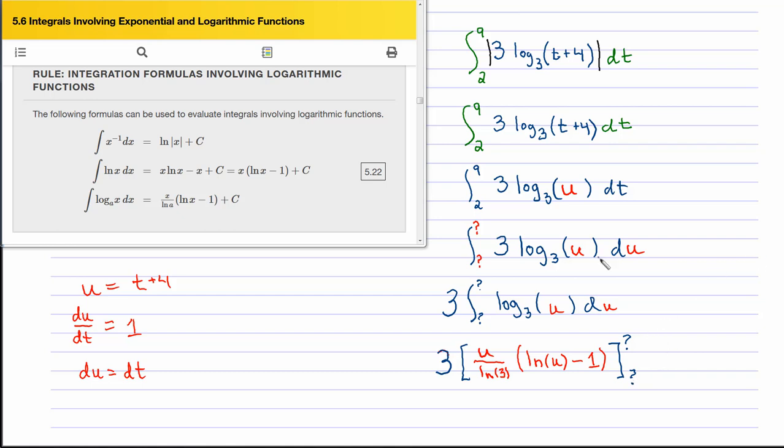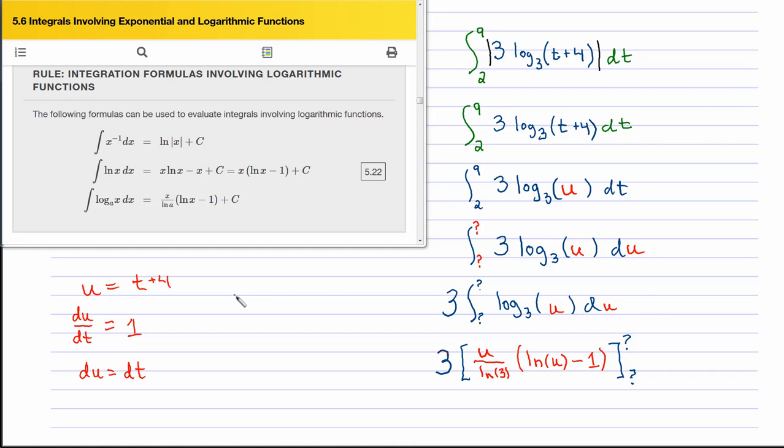All right, so what I just did there was basically use this antiderivative formula. The fundamental theorem of calculus says if you want to evaluate a definite integral, then you find the antiderivative of that function, and then you evaluate it at the upper and lower limits.